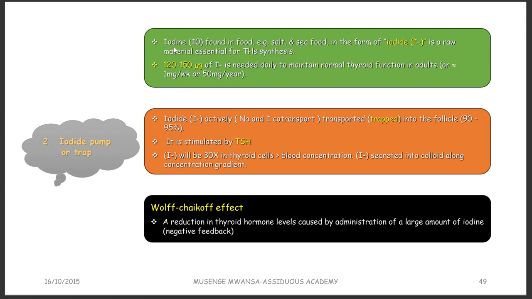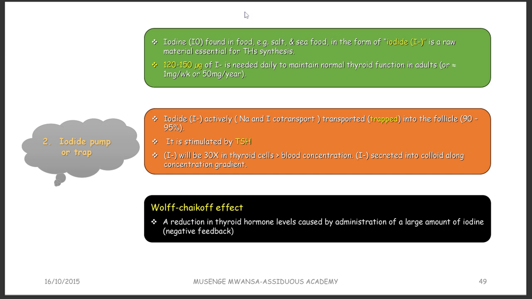Okay. So iodine is found in food, salt, and seafoods in the form of iodide. 120 to 150 micrograms of iodide is needed daily to be able to maintain normal thyroid function. The iodide is going to be pumped together with the sodium, and that is known as trapping into the follicles. And that action is stimulated by the thyroid stimulating hormone, which comes from the anterior pituitary gland.